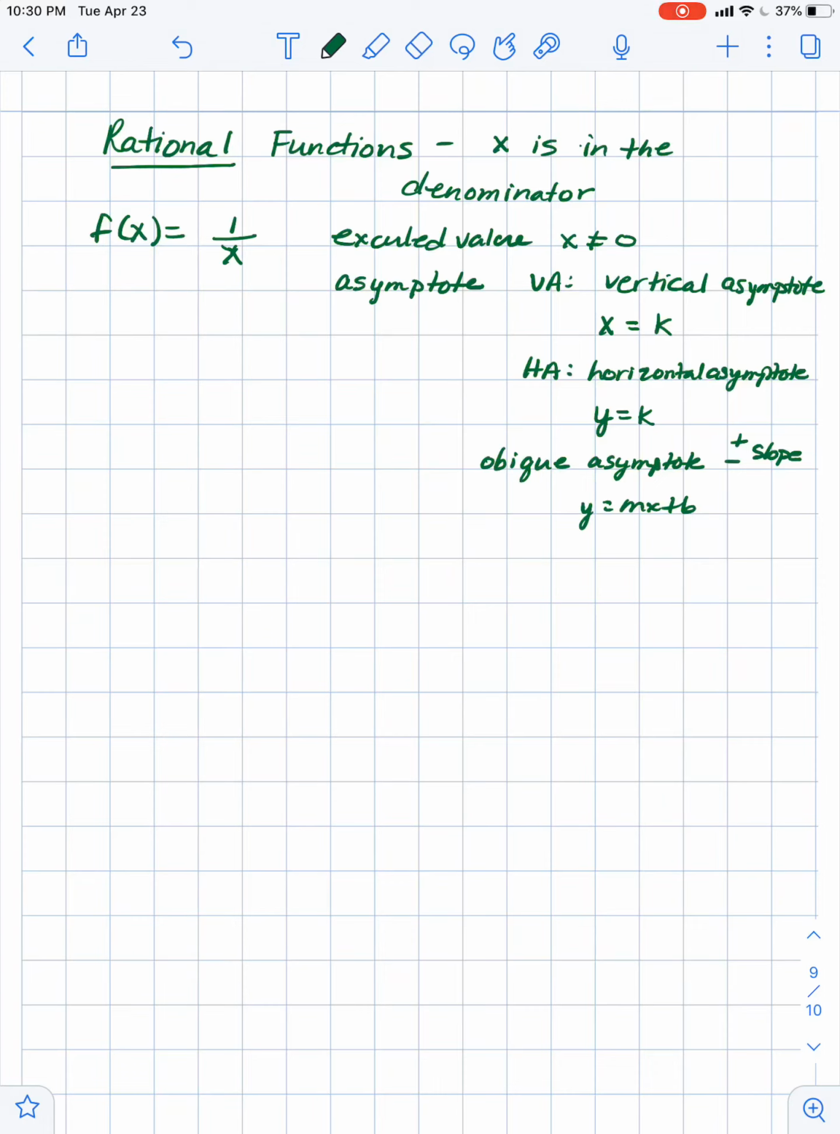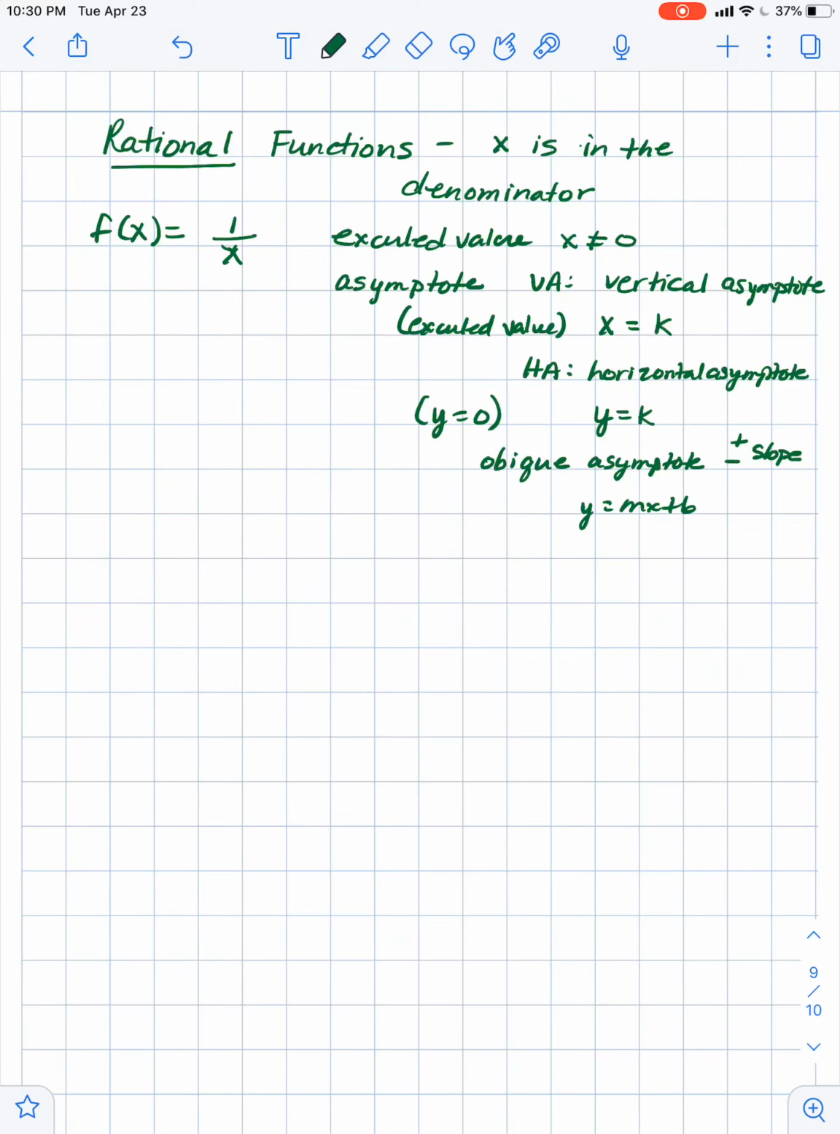Now, for the most part, to get your vertical asymptote, all you ask yourself is, what are the excluded values? What can your x not be? For your horizontal asymptote, sometimes that's a little bit easier, but typically it is y equals 0. So if we haven't shifted our graph up or down, it's going to be y equals 0.